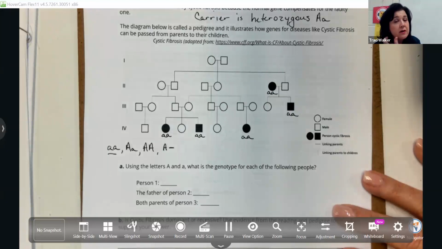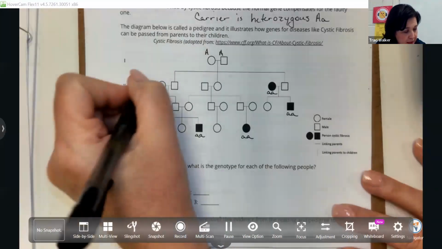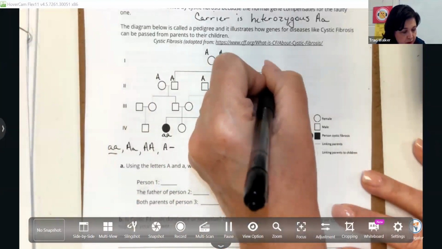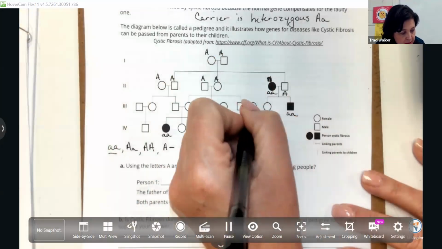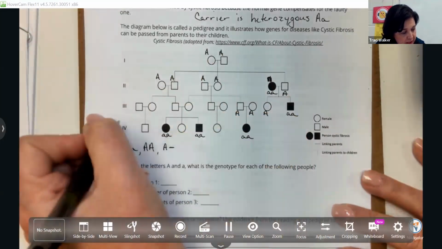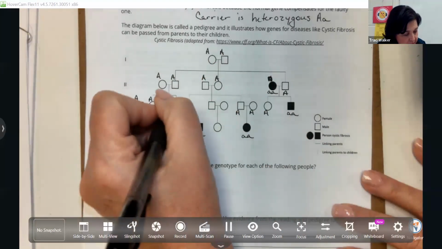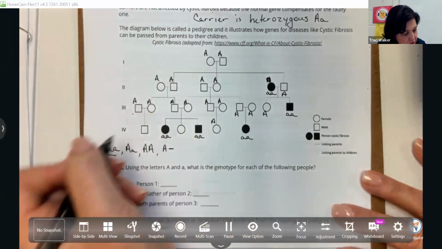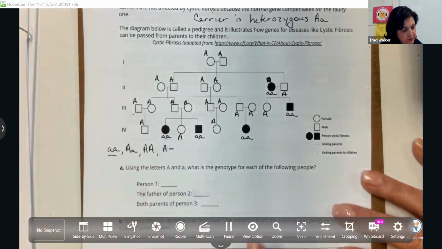Now, all the other ones are not affected. So that means they have at least one dominant gene. So all of these other ones get 1 capital A. And we have to figure out what their second letter is in just a minute. But I'm going to go through here and give all of the unshaded their capital A because they all have at least one dominant gene.